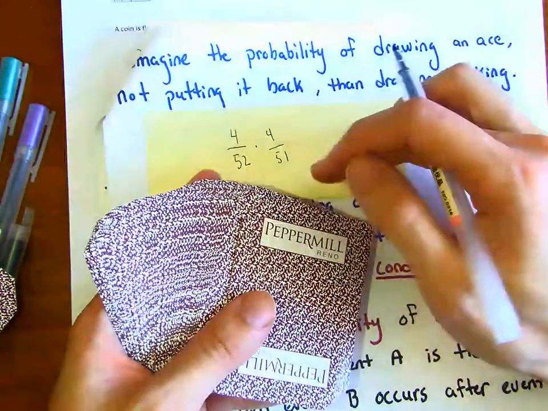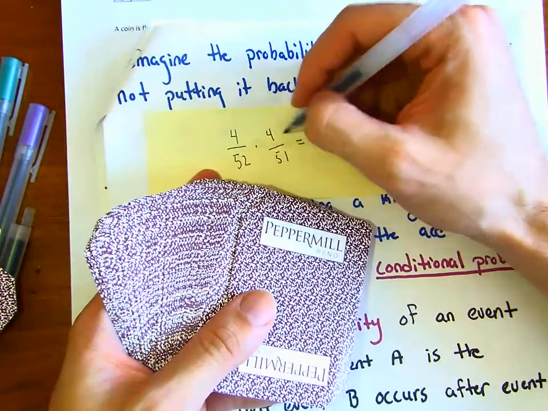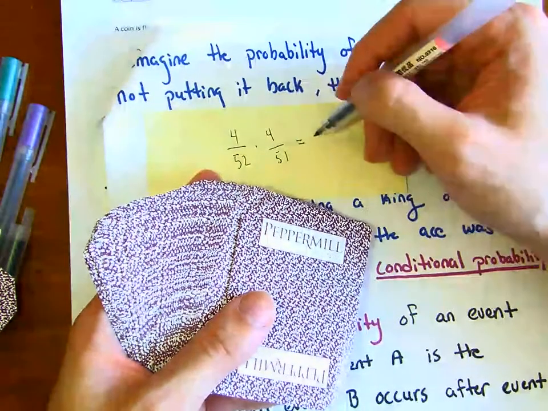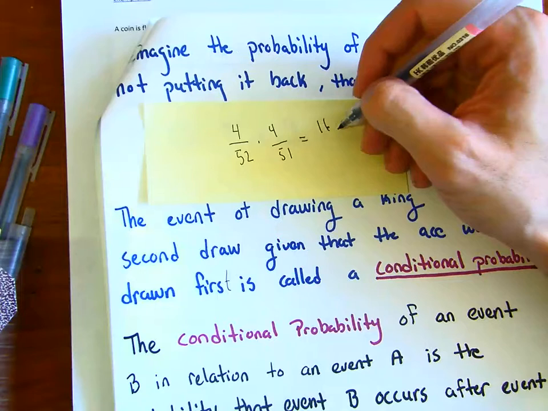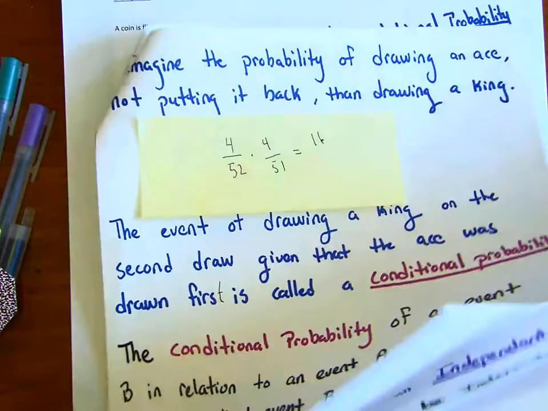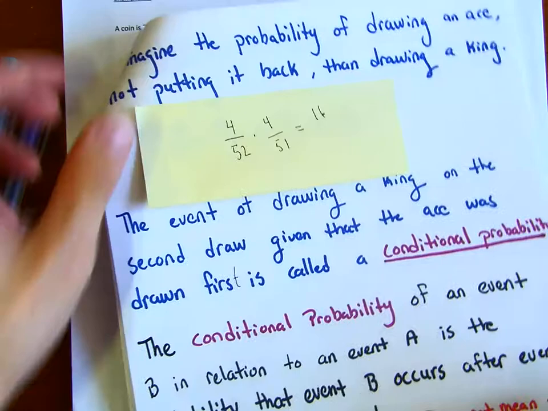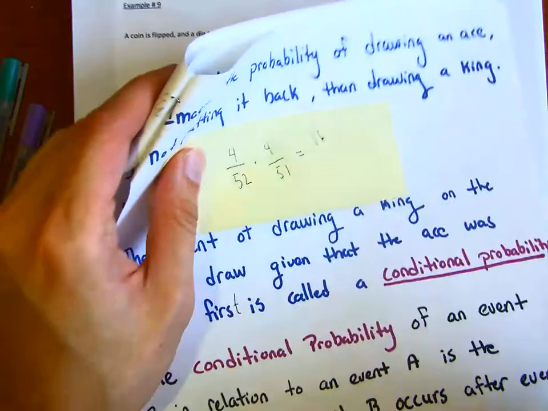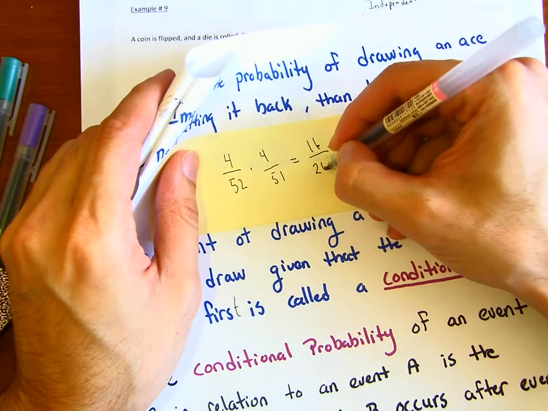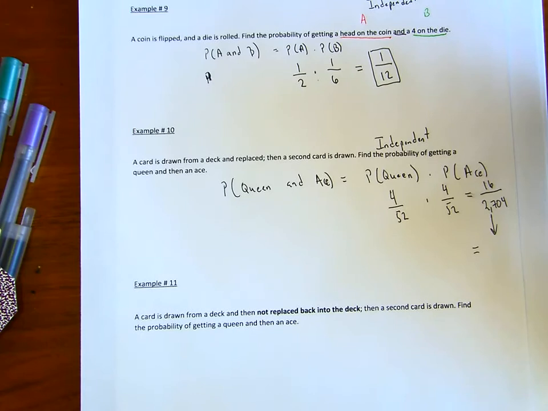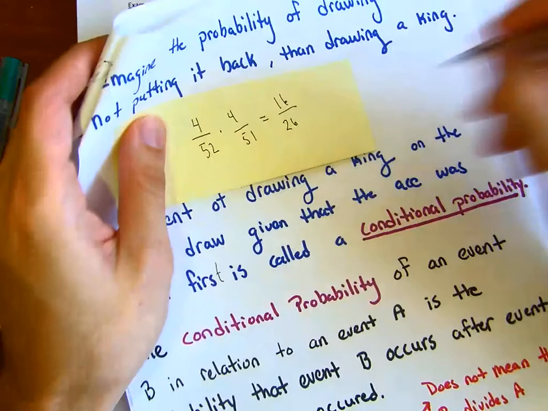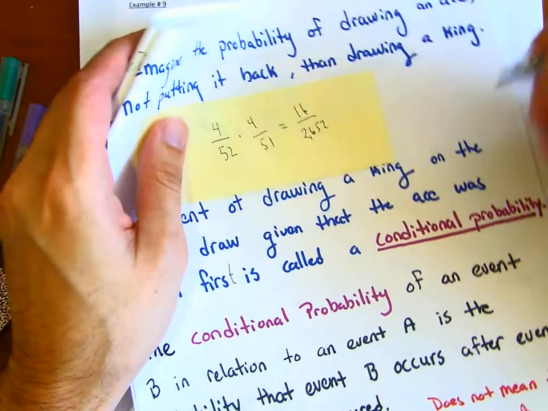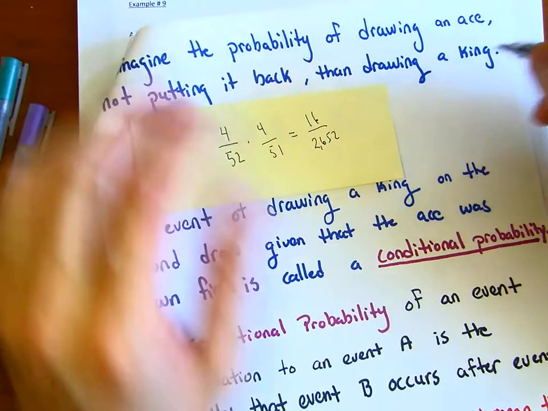And all we need to do is just multiply these two fractions over here, and that becomes our probability, which is going to be 16 over whatever this is. What is 52 times 51? 2,652, right? Okay. So yeah, that's the idea here.